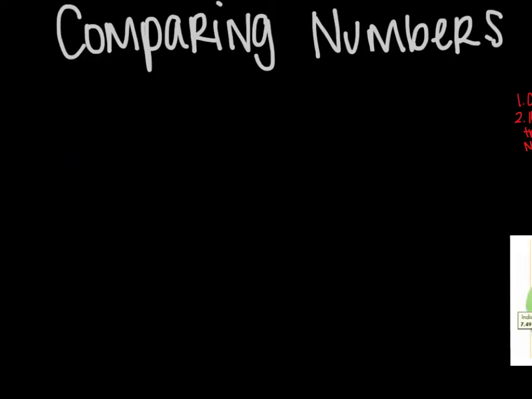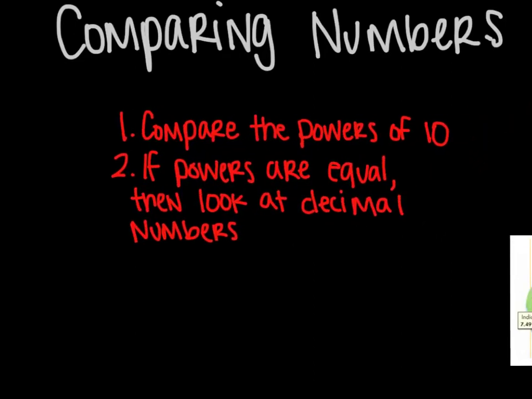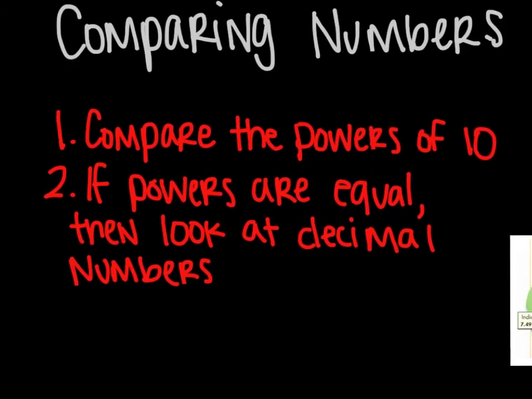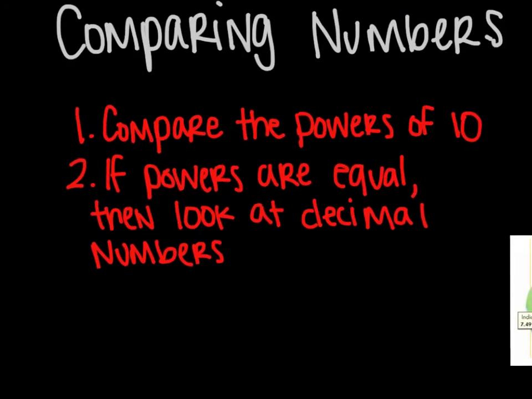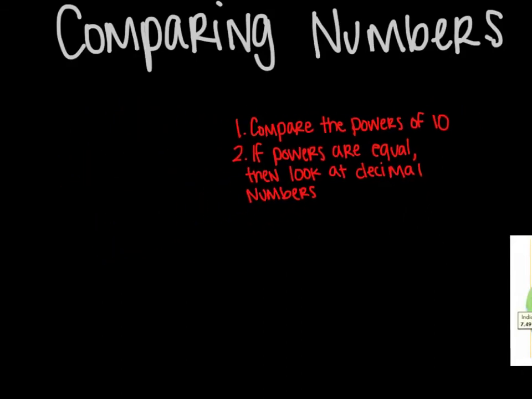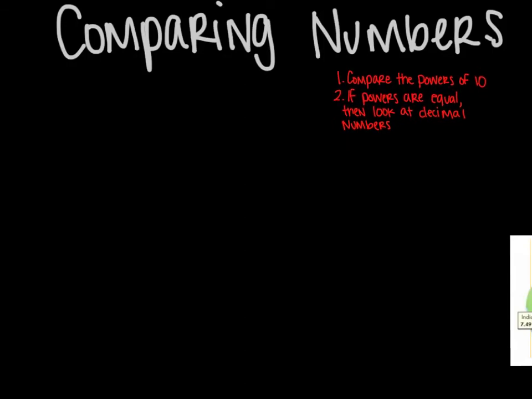Now that we know how to write numbers in standard and scientific notation, we have to compare them. When we're comparing numbers that involve scientific notation, there's two steps that you're going to take. First, you're going to compare the powers of 10. So obviously if we have 10 to the 6th power and 10 to the negative 2 power, the 10 to the 6th power is bigger for obvious reasons. If they are the same power, then you're going to look at the decimal numbers, and that will tell you what the correct order is. So that's the steps that you're going to follow.